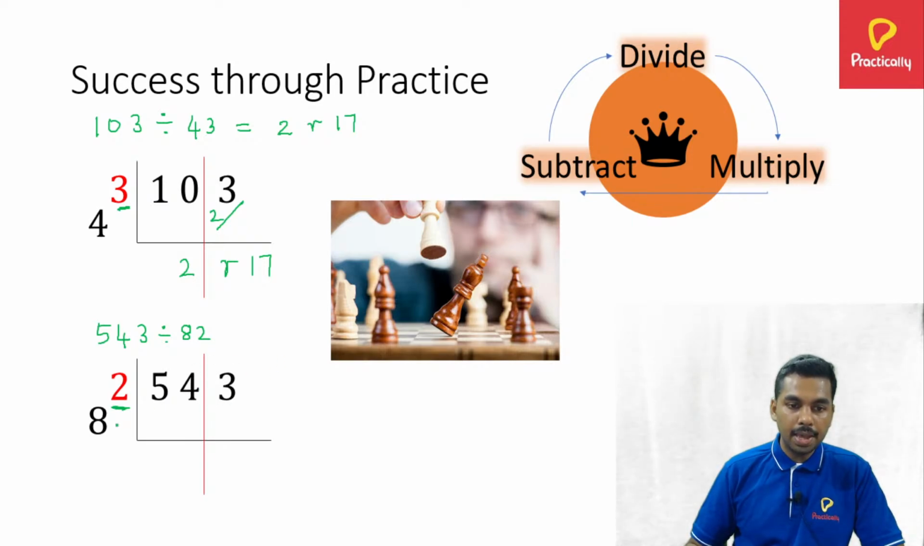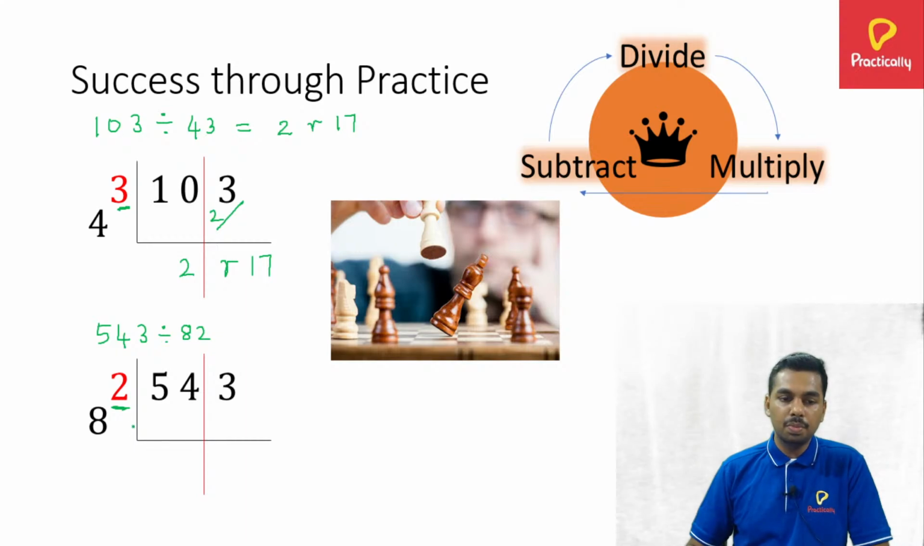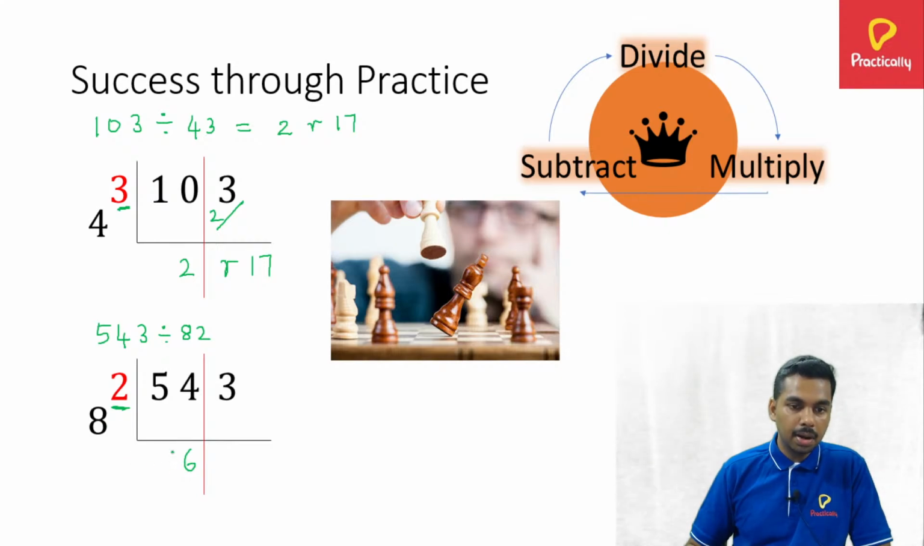Divide 54 by 8. Everybody by now must be familiar with the 8's multiplication table. So 8 times 6 is 48. So we can put here 6. 8 multiplied by 6 is 48. So the remainder is 6. 6 you will put here.